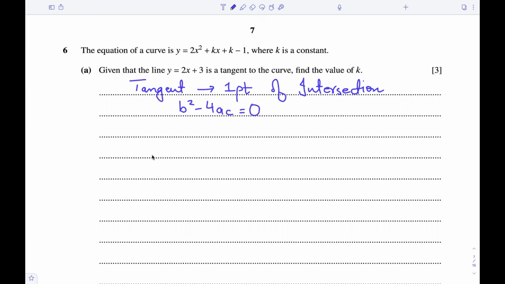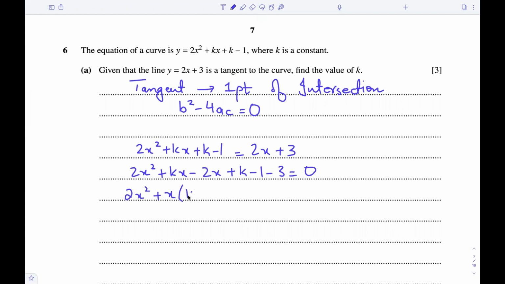So first, equating the two equations, we get 2x squared plus kx plus k minus 1 equals 2x plus 3. Simplifying this, we get 2x squared plus kx. Bringing the 2x to this side will become minus 2x, plus k minus 1 minus 3 will become minus 4. So taking x common over here, we'll get k minus 2, plus this will become k minus 4. So now we have the value of a equals 2, b equals k minus 2, and c equals k minus 4.